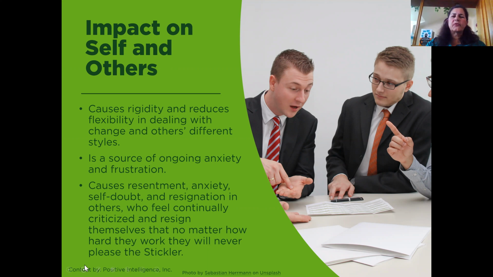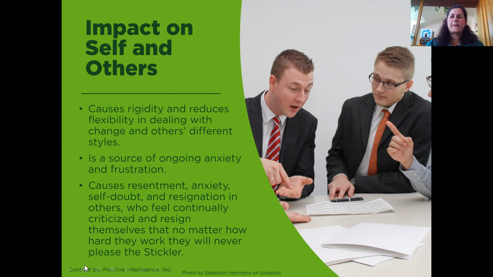Causes rigidity and reduces flexibility in dealing with change and others' different styles. So when you're so sure that you know the right way, then it is very difficult for you to be open to other ways of doing things. And so if you have other people on your team, you'll often be very frustrating to them because you'll have a very clear sense of what you think is right, and you won't have a lot of tolerance for their opinions. You'll also have a hard time dealing with changes because organizations are always changing.